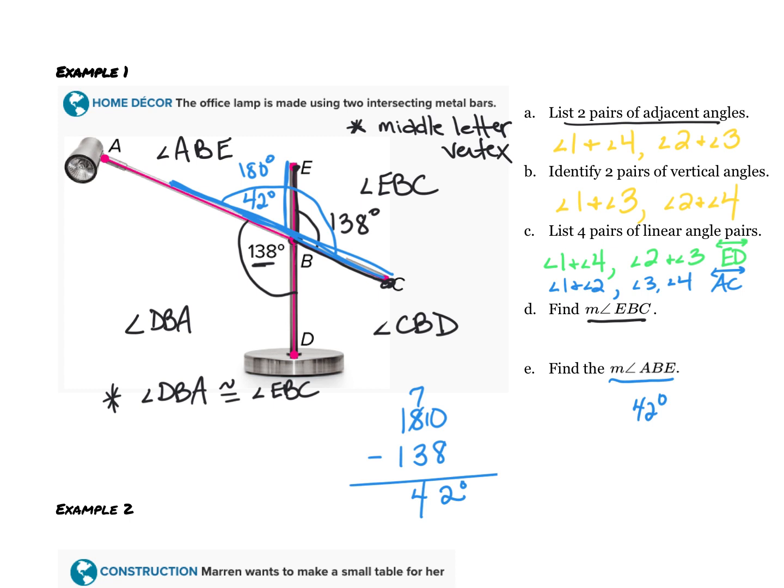Now, I also want to point out that we know ED is also a line and also adds to 180. So we've already done the math, 180 minus 138 to get 42, okay? So that's why vertical angles are always congruent, because they're formed by intersecting lines or intersecting linear pairs.